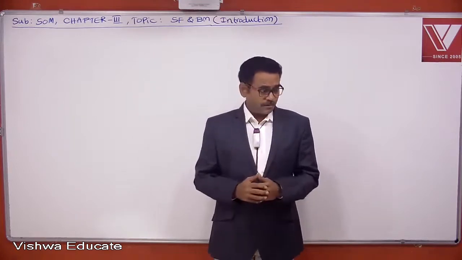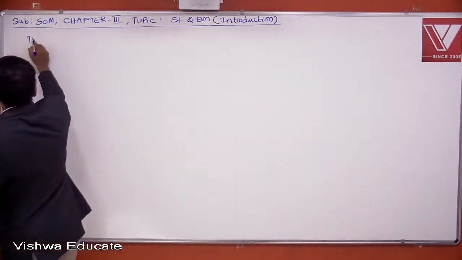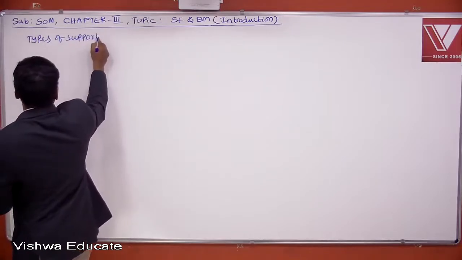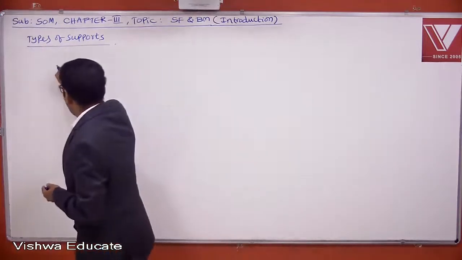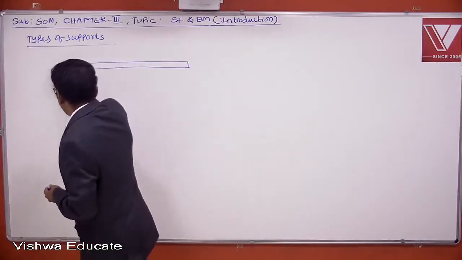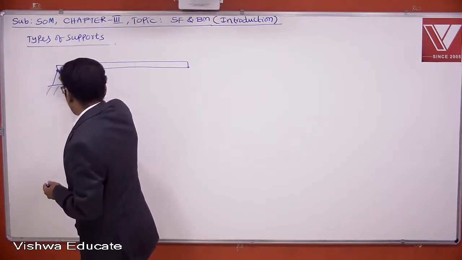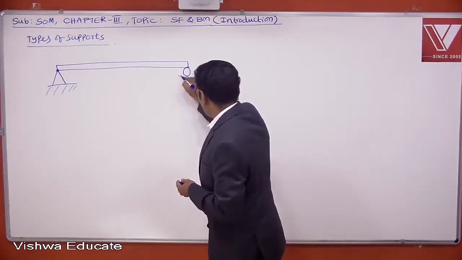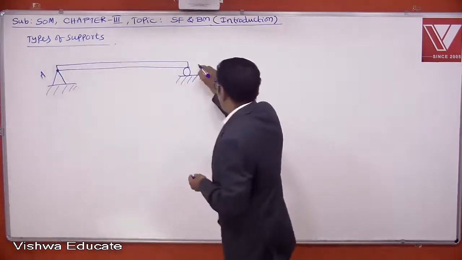Types of supports. So all of you may write down types of supports. So here I am drawing a beam, a simply supported beam. Left support is pin jointed support or hinged support. Right support is roller support or knife edged support. So here I may write this is A and this is B, right?